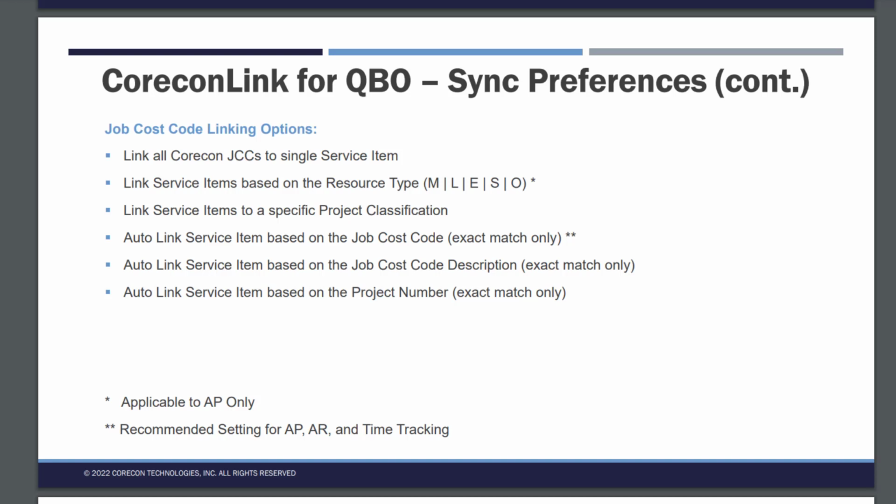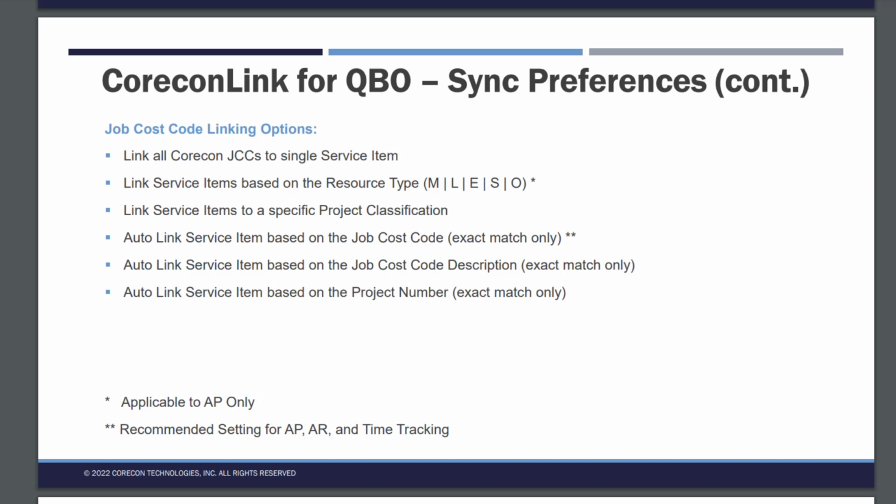When information is imported into QuickBooks Online, Sync Preferences in the CoreconLink is used to determine which GL accounts are on the opposite side of the entry. For example, if you're entering a prime invoice or customer invoice in Corecon and you export it to QuickBooks, the settings we'll talk about in the video on Sync Preferences will determine what the opposite side of the entry is, the credit being a revenue account, the debit being an accounts receivable account. The same is true with bills. The debit will be to cost of goods sold, the credit will be to accounts payable.